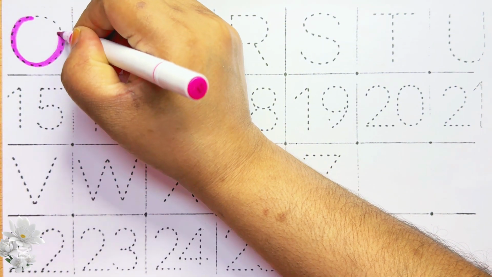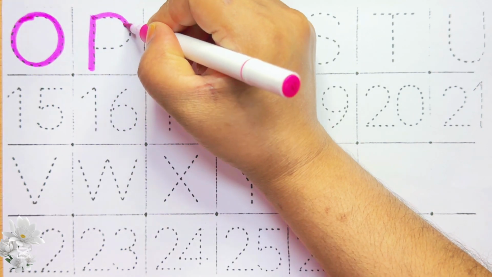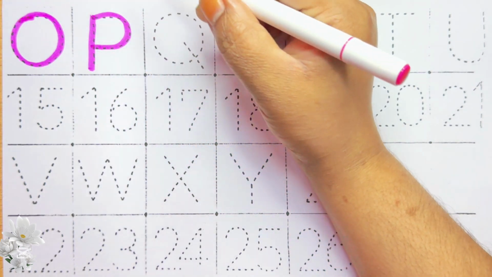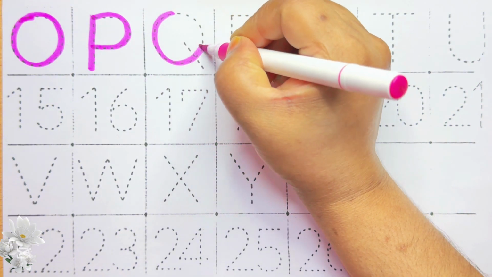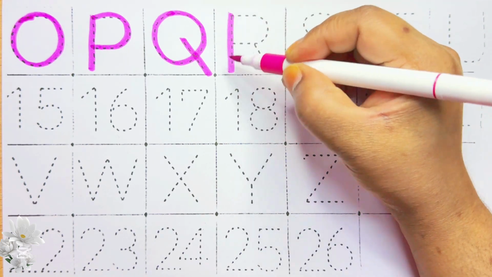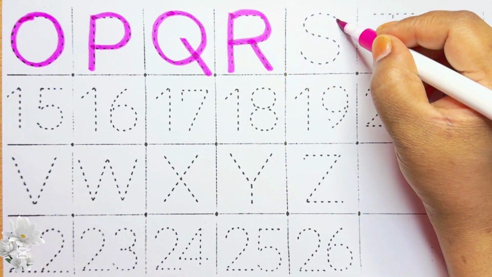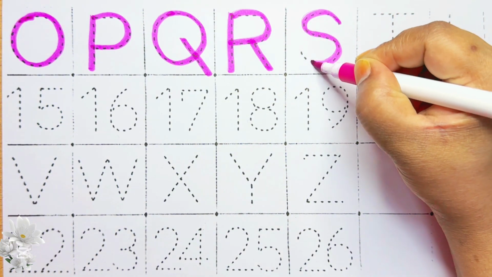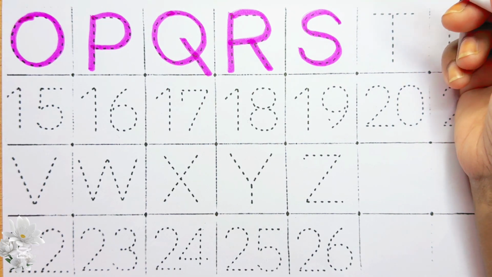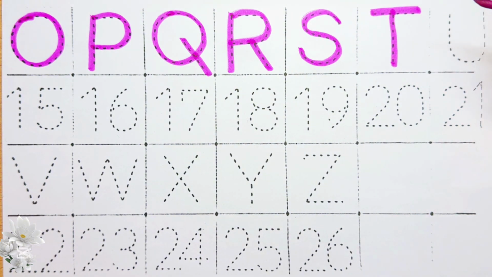O for orange. P for pillow. Q for quill. R for robot. S for students. T for tuition. U for union.